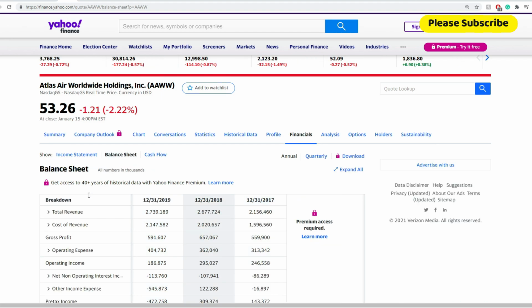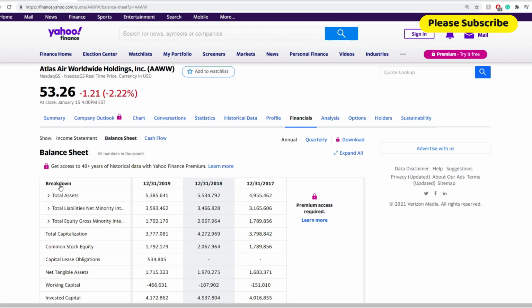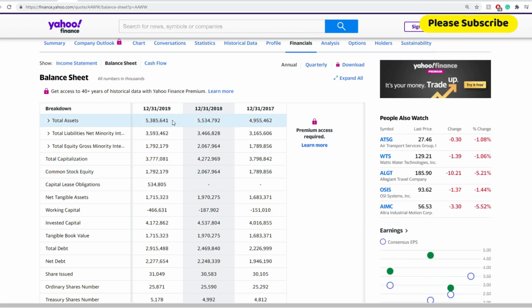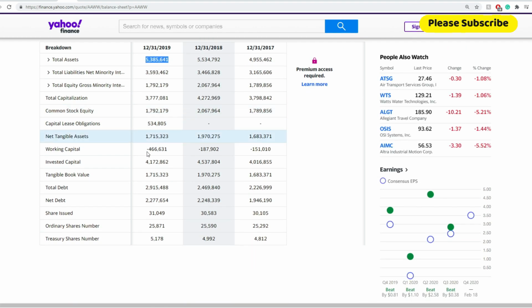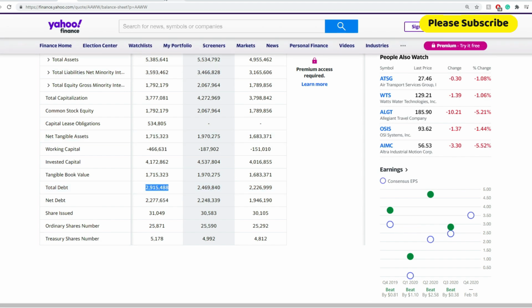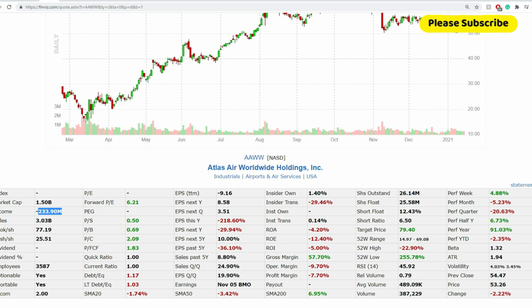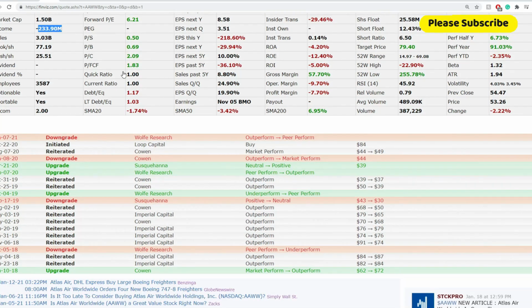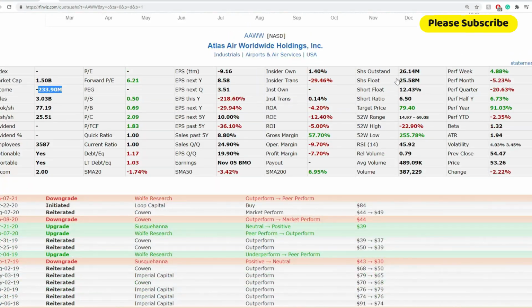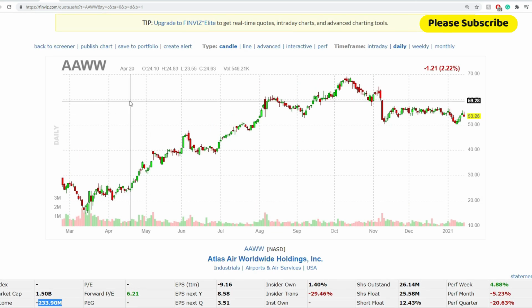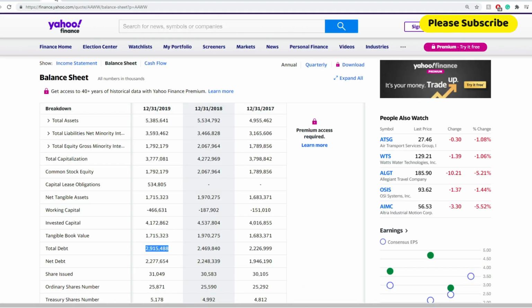Taking a quick look into their balance sheet. What about their assets? Are they holding their assets? 5.3 billion, but their total debt is around 2.9. They can pay off their debt with their assets, but with the revenue, they're burning through cash. You know, I'm not interested in a company that is burning off cash with a market cap this massive, around 1.5 billion. So, this one, out.